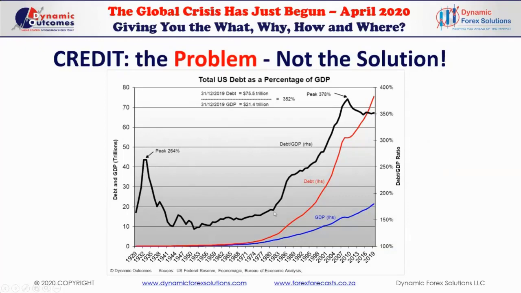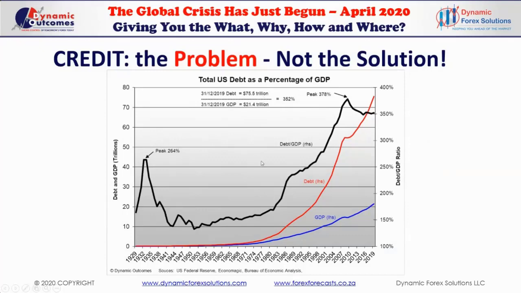But since then, what we see is we've had this increase up until about 2008. We saw this peak, which, as you can see, is far higher than what we saw back in 1929. We've reached a peak in 2008 or so, 378%, but we are still sitting with a huge debt problem, 352% at the moment. $75 trillion.